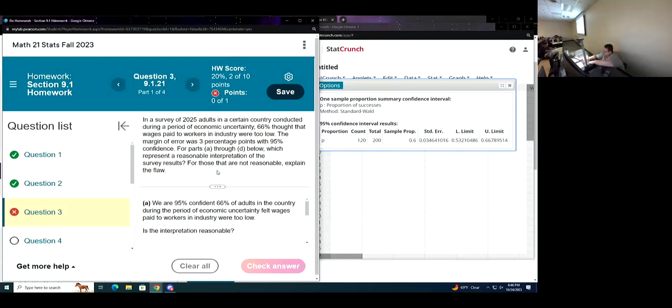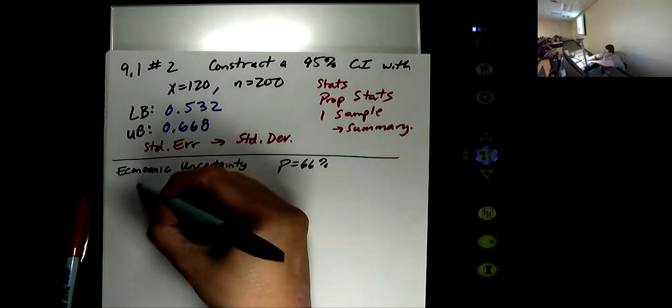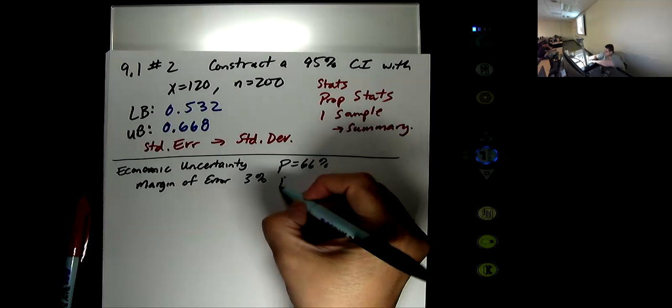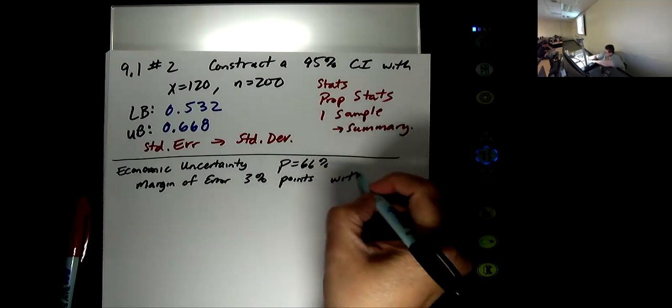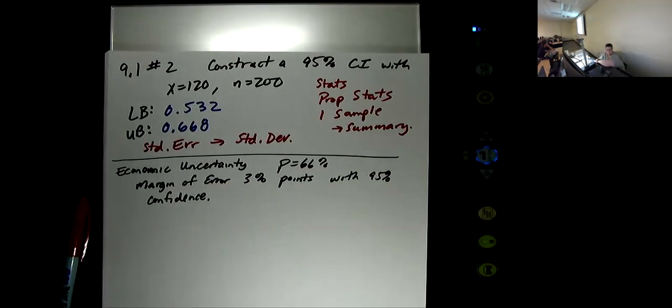Okay, the next question is about the economic uncertainty. So I'm gonna give you the information that it gives. It says P is 66%. It says the margin of error is 3 percentage points, with a 95% confidence. They're gonna ask us to interpret whether or not a sentence makes sense. So let's state what the real statement of confidence is right now.